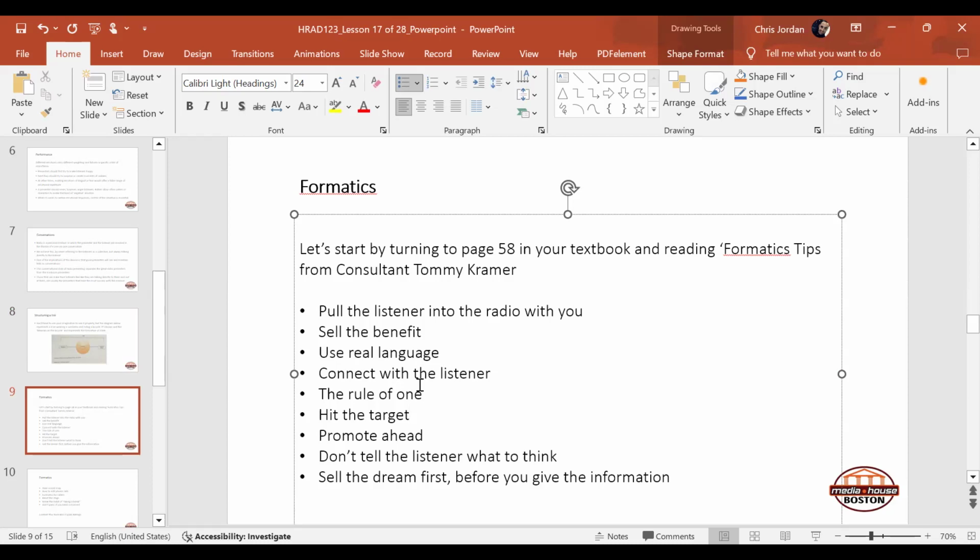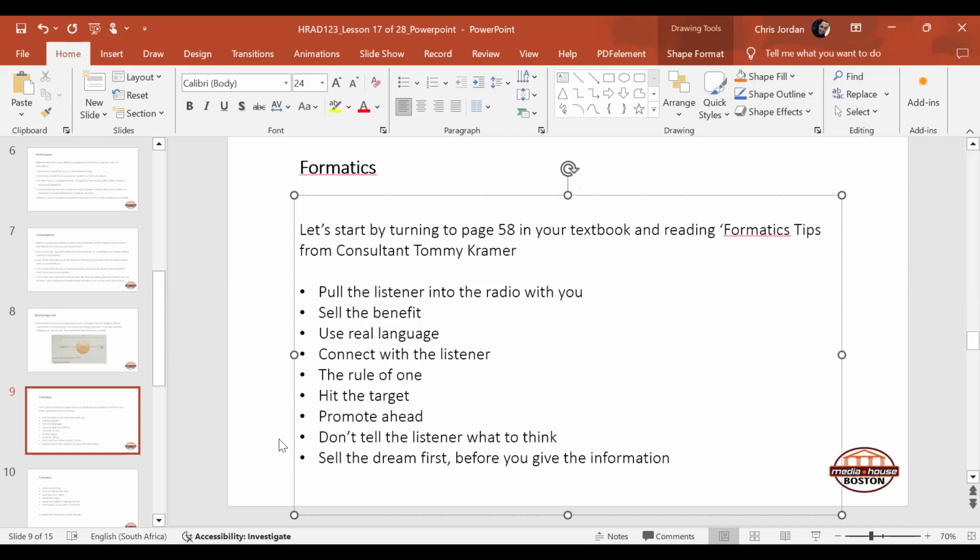Connect with that listener. Obviously, the rule of one is one concept for one link. Hit the target within the target market, or hit the target, because I'm going to interpret this the way that I want to, and that's a little bit broader for you as well. Make sure that you hit the target of what it is that you have promised. For example, you wanted to make them feel this way, you wanted them to know about this, you wanted to make this particular statement, whatever it is.